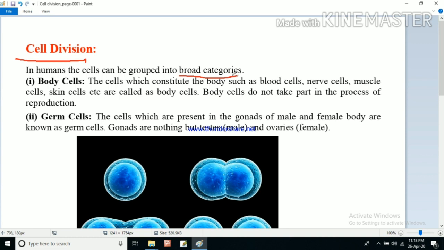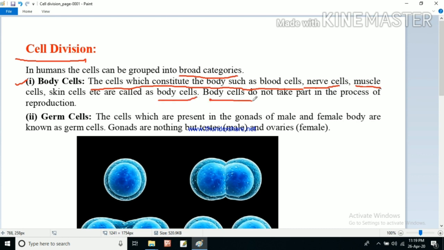In the human body we have so many cells. These cells can be grouped into two broad categories. In our body we have two types of cells, that is body cells and germ cells. So many types of cells are there, but they can be grouped into these two. The first category is body cell. The cells which constitute the body, such as blood cells, nerve cells, muscle cells, skin cells, etc., are called body cells.